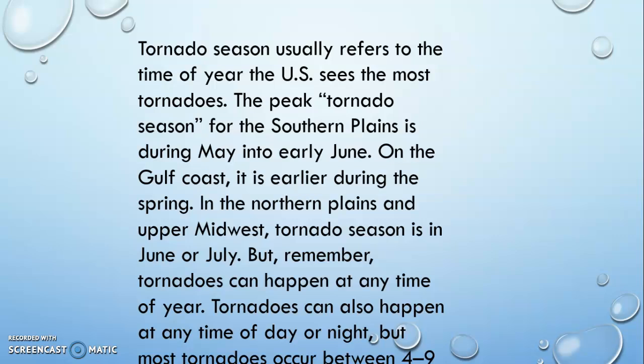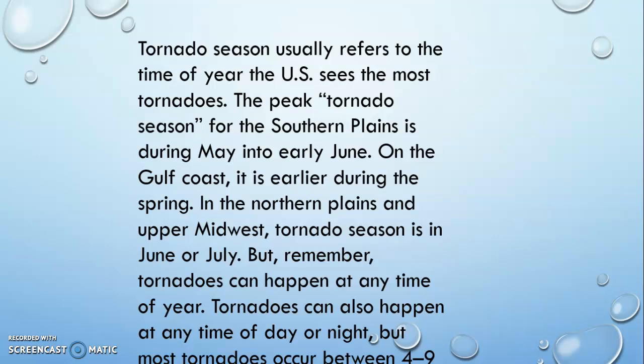So if you're living in the Southern Plains, peak season is between May and early June. If you're on the Gulf Coast, it's earlier during the spring. If you're in the Northern Plains and Upper Midwest, it's between June and July. But remember, once again, tornadoes can happen at any time of the year, day or night.